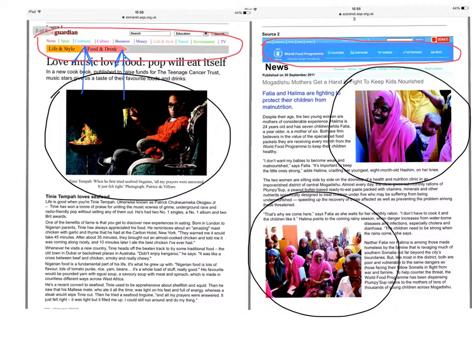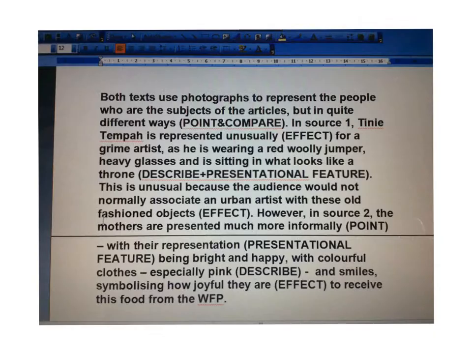You should have gone quite some way to doing this in the reading section of the exam and may have commented on the representation of people in the photos, which is what I'll complete next to demonstrate what is required. So you might write something like this. Both texts use photographs to represent the people who are the subjects of the articles, but in quite different ways. So you've made a point and a point of comparison.